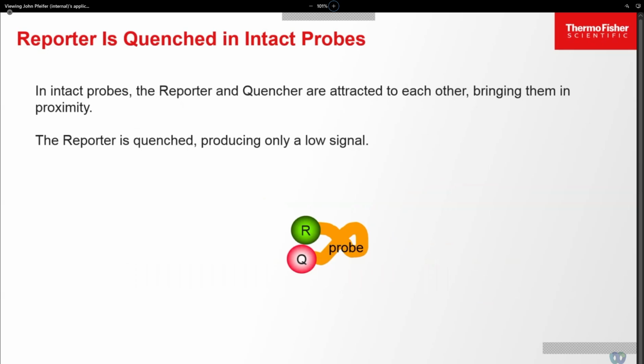Now, initially, when you're making an assay master mix, so we've got primers and probes floating around in solution, the probe is intact. It's rather flexible. So when the probe is intact, the reporter and the quencher have a natural affinity. They come in close contact. So if you were to measure the reporter signal at this point, before PCR, you would find it to be very low. It is being quenched.